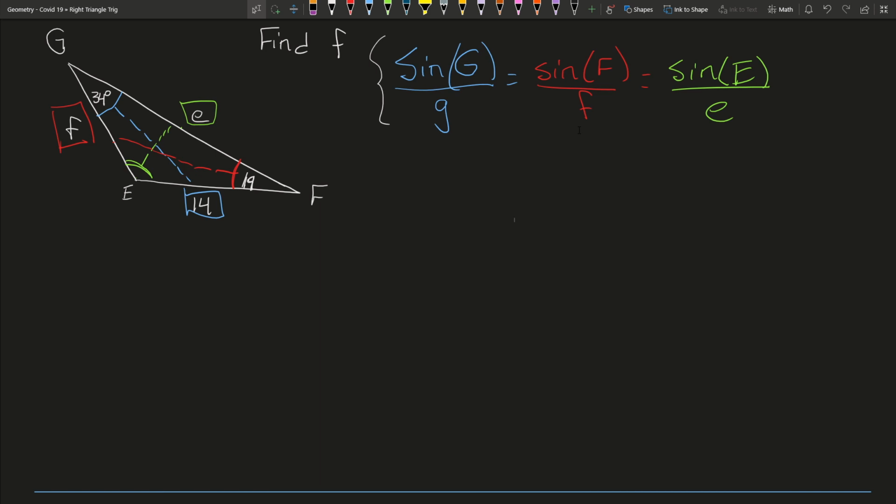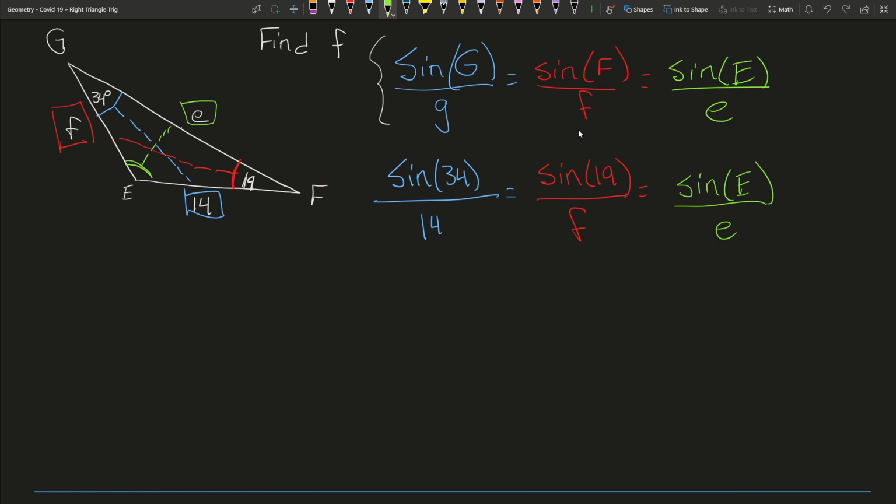Okay, once we have that, we can substitute in what we know. So the sine of G is really the sine of 34. The g length is 14. Sine of F is really sine of 19. f is unknown. And both of the E's are unknown. We could find the E angle, but because there's already an unknown in that equation that we're not solving for, we can just ignore it. So we're not really canceling it out, we're just ignoring that part of the ratio. Now we have a ratio that we can solve for.